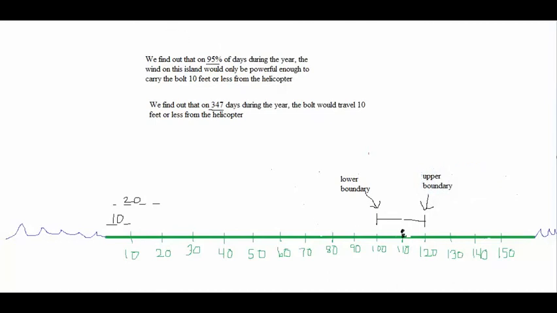This distance of 10 right here and this distance of 10 over here would be called our margin of error. And the entire interval between 100 and 120 would be our confidence interval.